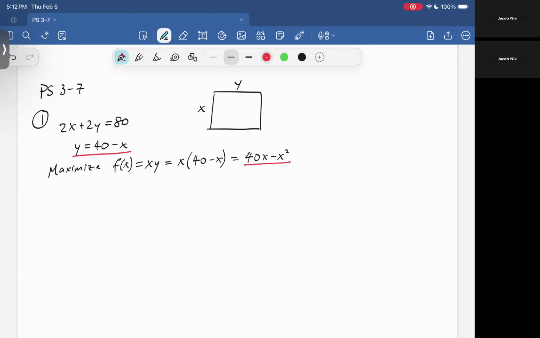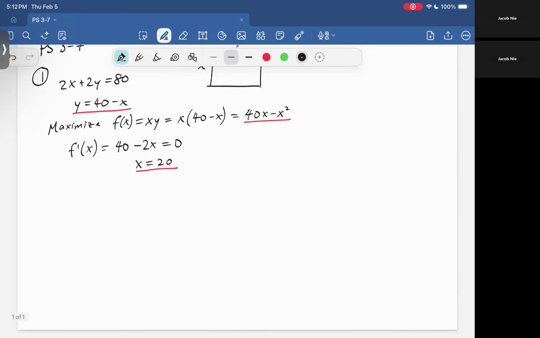Okay, so we're trying to maximize this. That means we want to find the critical points. So we'll find the derivative and set it equal to 0. Derivative is 40 minus 2x. I'm trying to set this equal to 0, which means that x will equal 20. Okay, now we want to check that this is a maximum, and we'll do so using the second derivative test.